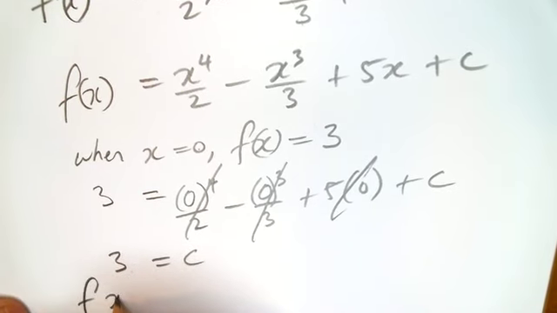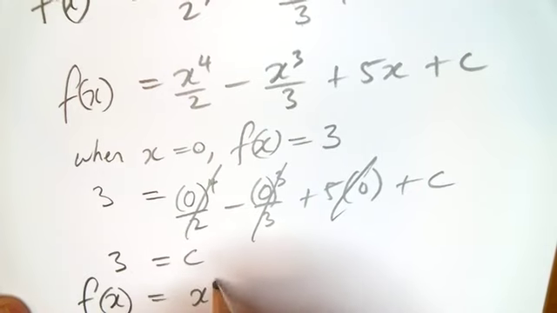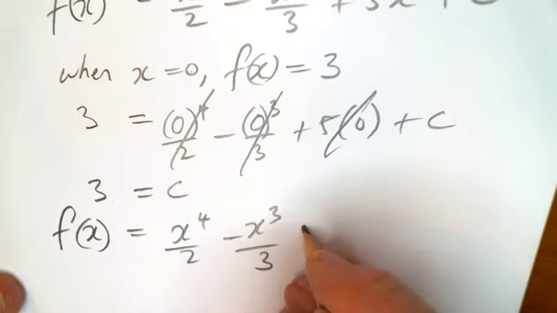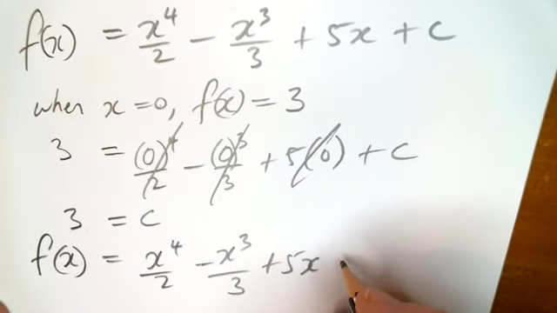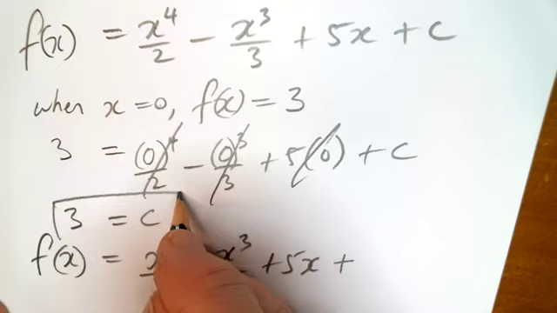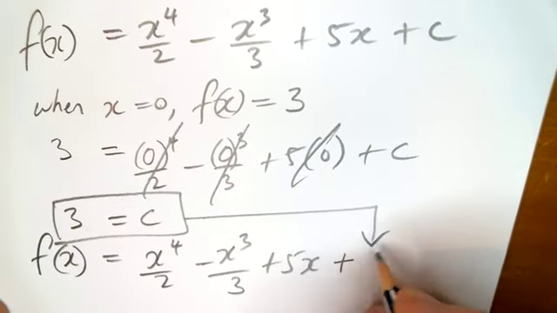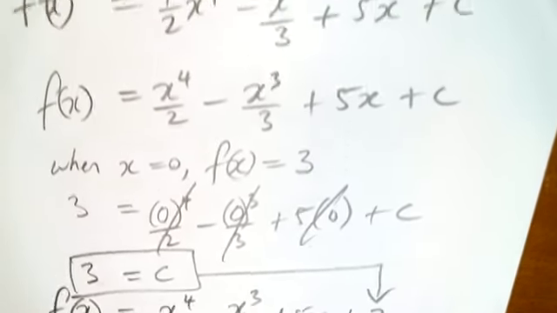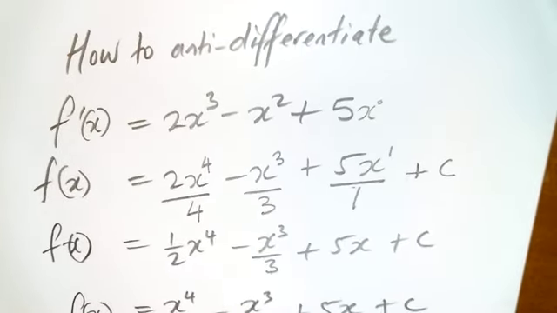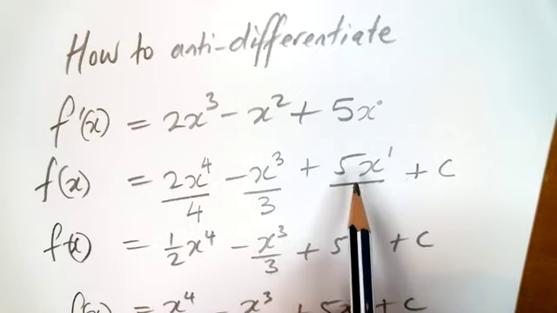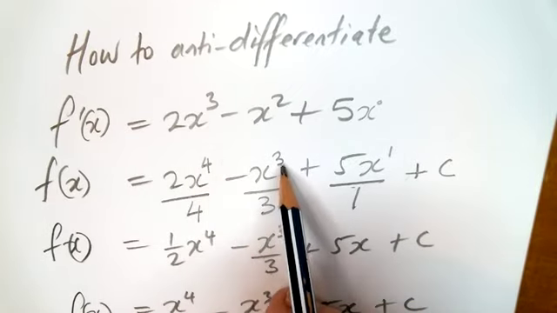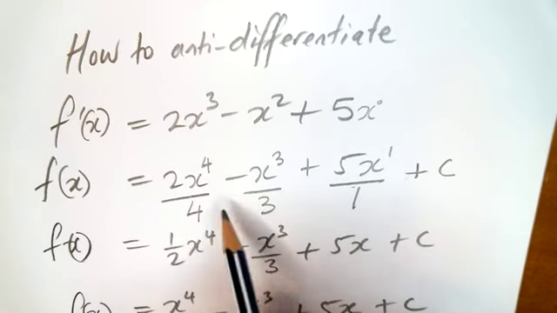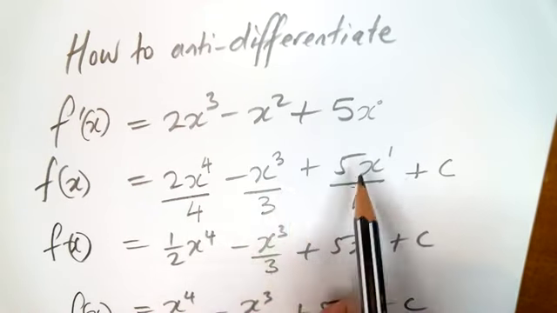So now we can rewrite the entire equation, which is x to the 4 on 2 minus x cubed on 3, plus 5x plus, now we know that c is 3, and I can just substitute that in there, 3. And there is our equation. So in other words, all we do when we anti-differentiate is we rewrite the original equation, we increase each x power by 1, and divide by the new power. That's a 4, this becomes a 4. 3 becomes a 3. 1 becomes a 1, yeah?